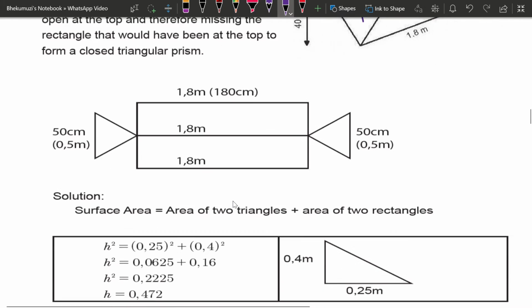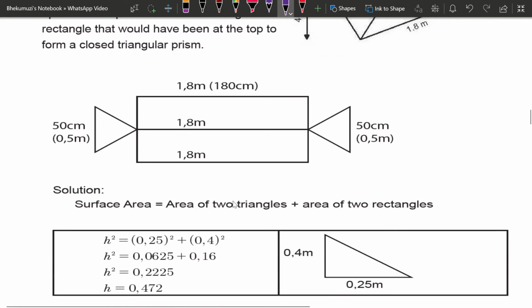So when we want to calculate the surface area now, what we need to do first is find the height of this. We need to find the length of this, right? And so how can we find the length of this? If you think about it, what is this equal to? It's actually equal to the length of the rectangle side, right? Sorry, it's equal to the longest side of the triangle, which is the hypotenuse.